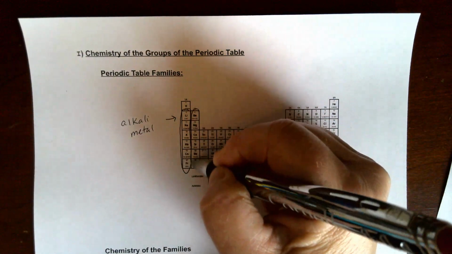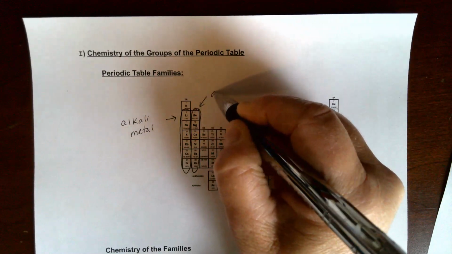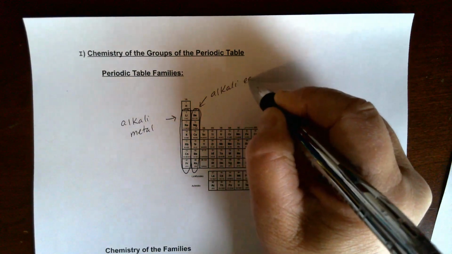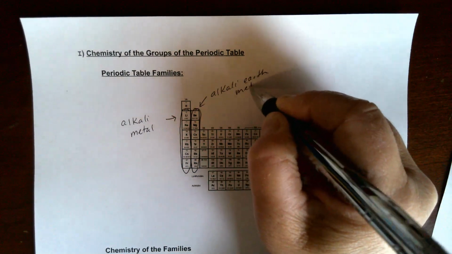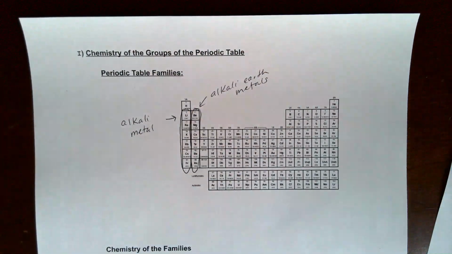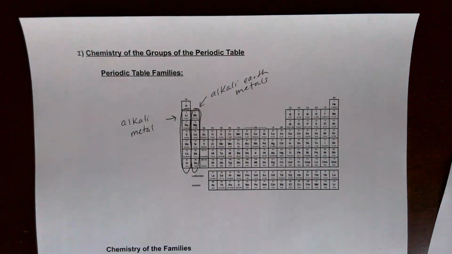The second column right here is known as alkali earth metals. These will also react with water, although not quite as spectacularly as the alkali metals. And they also produce a basic solution when you react them with water.